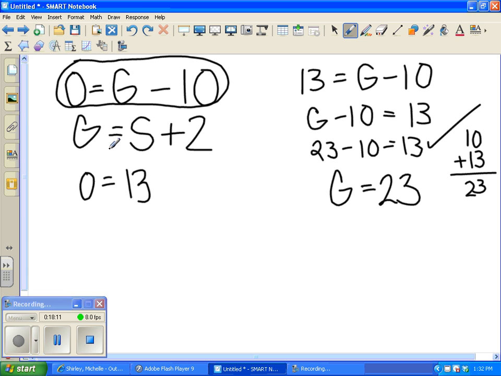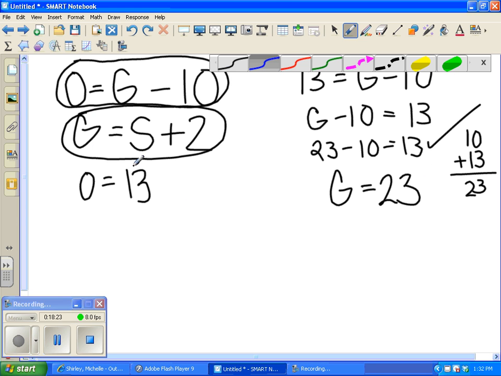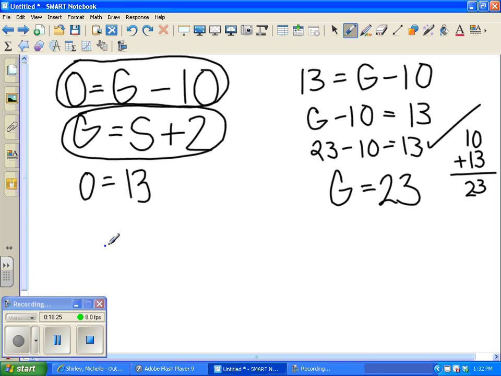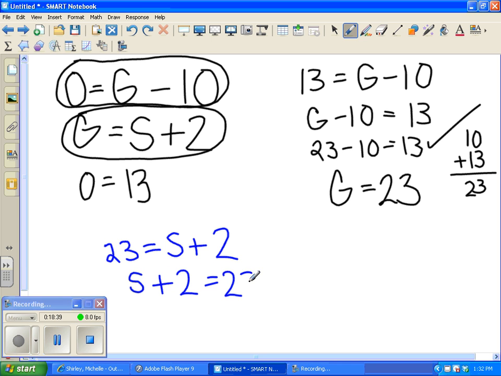Now I can figure out Shaniqua right here. I'm going to plug in the value for G, which we found out was 23. I'm going to change colors to keep it straight. So instead of writing G here, I'm going to write 23 equals, and I still don't know S, plus 2. And again, if it helps you to have what the equation equals at the end, let's do it that way. So S plus 2 equals 23.